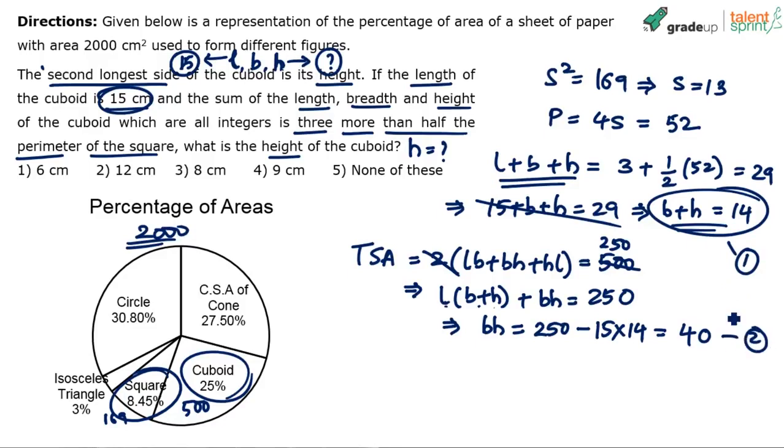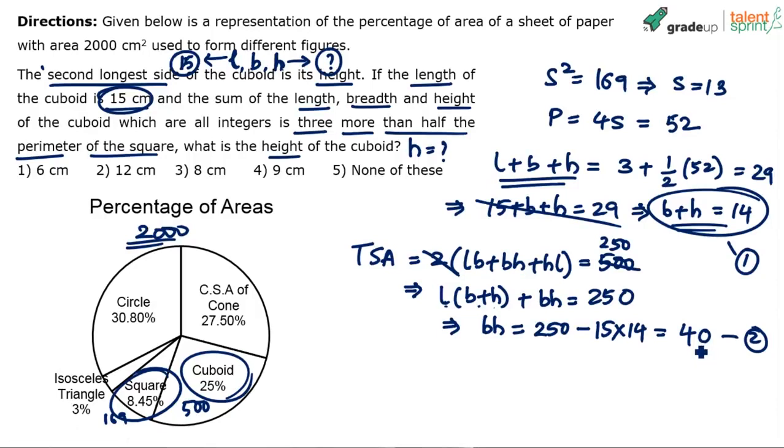This is equation number 2. B plus H is 14. B into H is 40. Now I think you can verify using the options. We are supposed to find out the height, right? So the sum of two values is 14, and the product of those two values is 40.